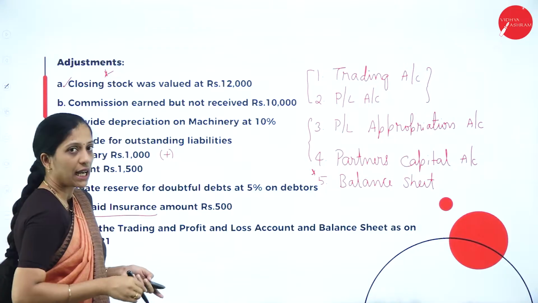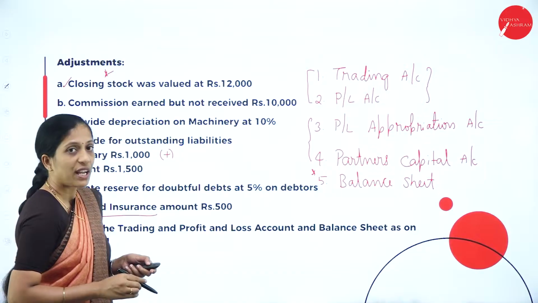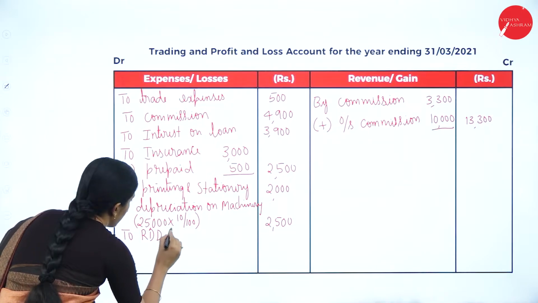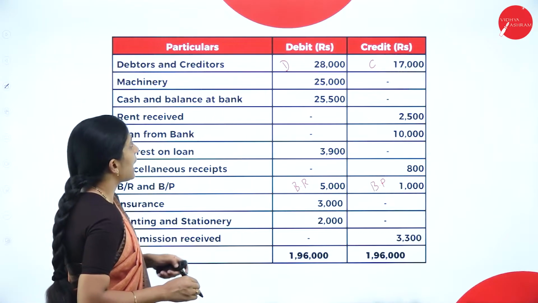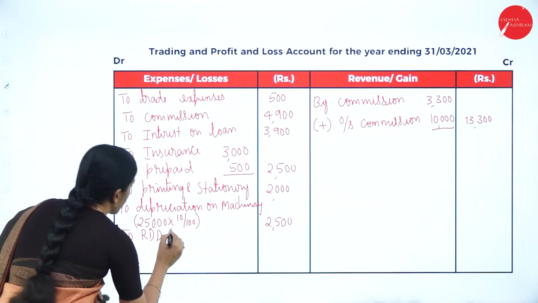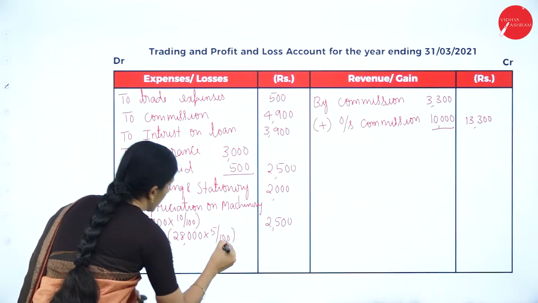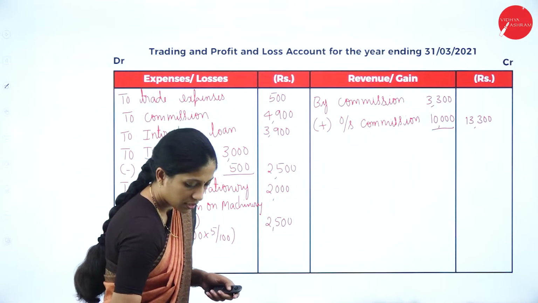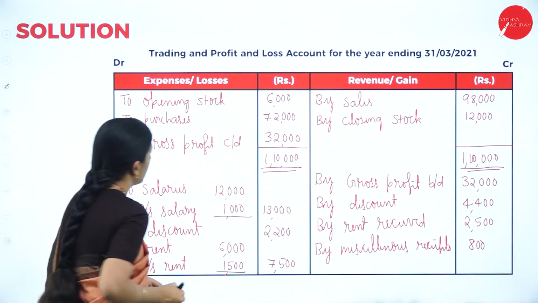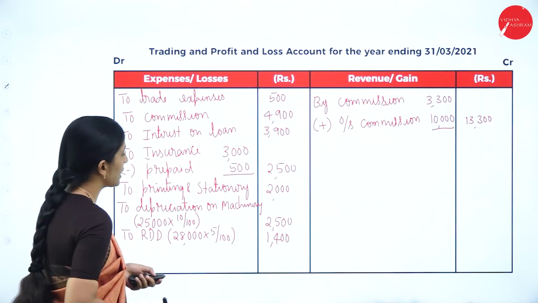After that, provide outstanding we have taken. Create reserve for doubtful debts, that is RDD. So 5% on debtors you have to take in the debit side to RDD. Debtors amount is 28,000 into, and the percentage is 5%. So 28,000 into 5 divided by 100. So 28,000 into 5%, that is 1,400. After that, prepaid insurance is done. Now you have to balance both the sides.